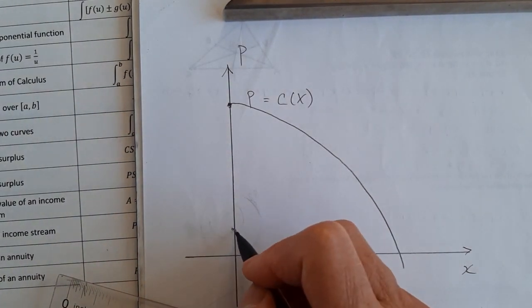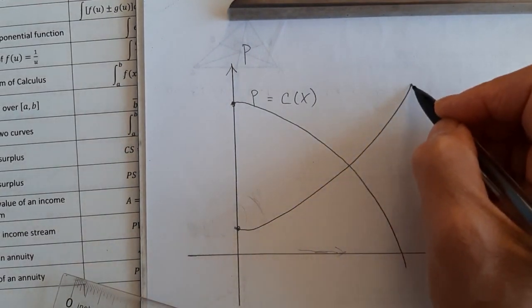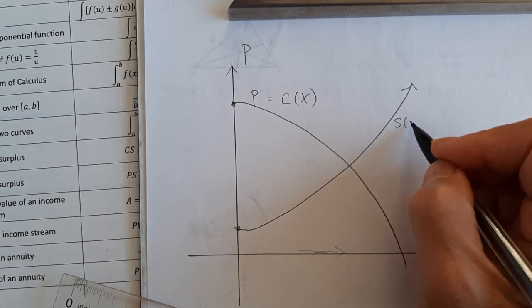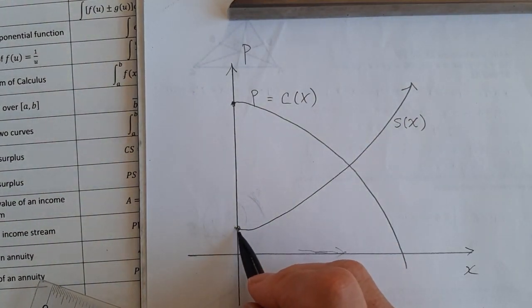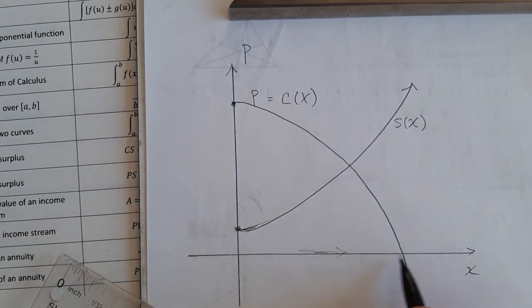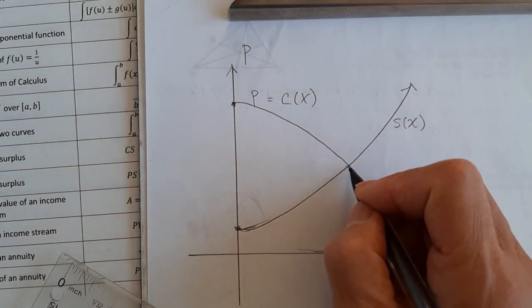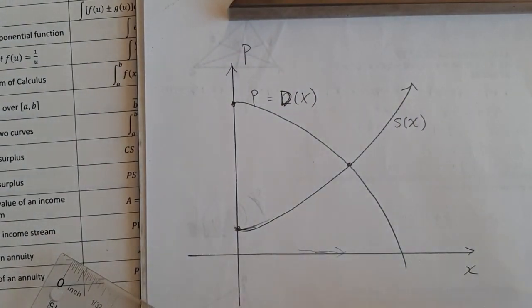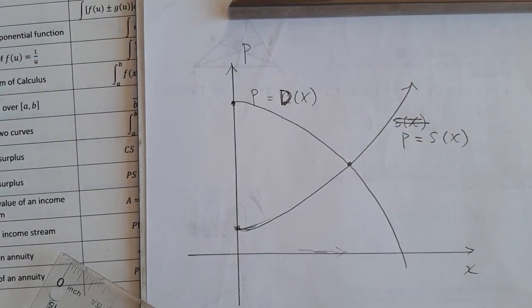And then the supply function is an increasing function. This is S of x. The supply function is an increasing function. When the units increase, the price increases. And this is a demand function. I'm sorry, it's the demand function d of x. And this is going d equals supply function s of x.